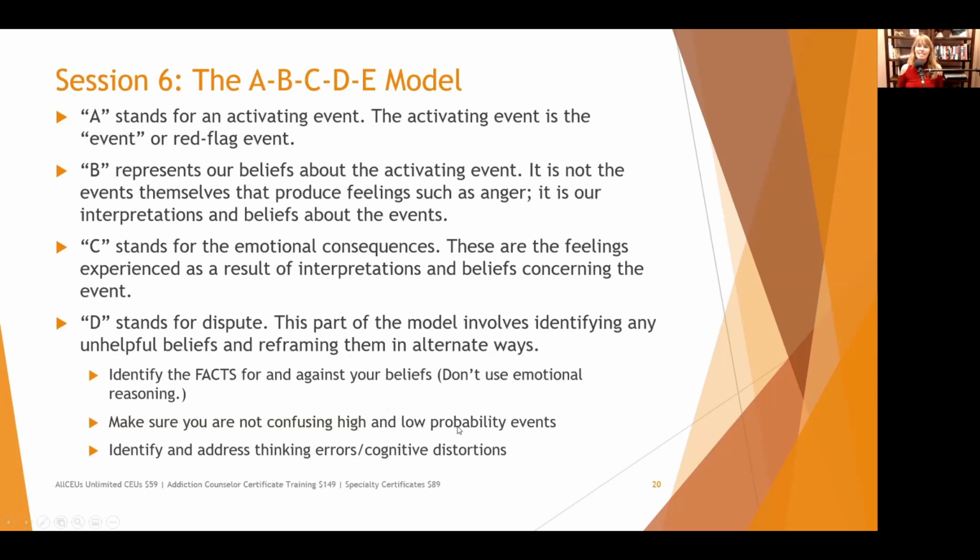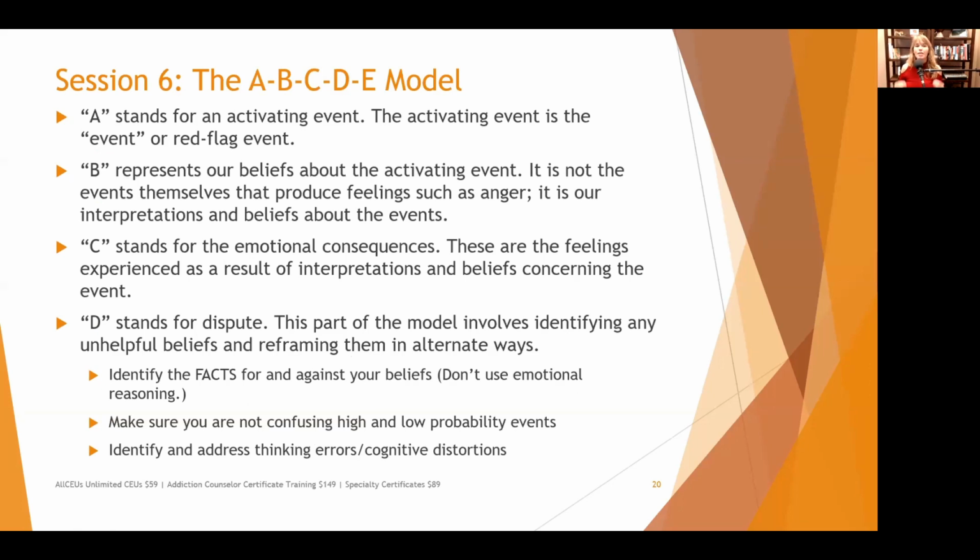Session 6 is the ABCDE model. A stands for the activating event. What is it that triggered your anger? C stands for the consequences. You got angry. B represents your beliefs about the activating event. It's not the events themselves that produce feelings such as anger. It's people's interpretations of those events and their beliefs about those events that trigger the emotional reaction.